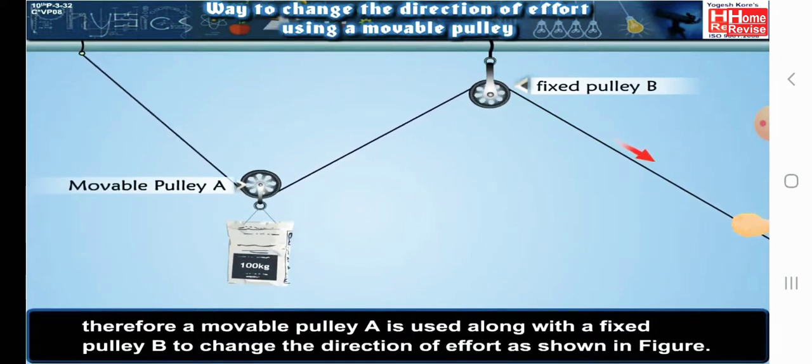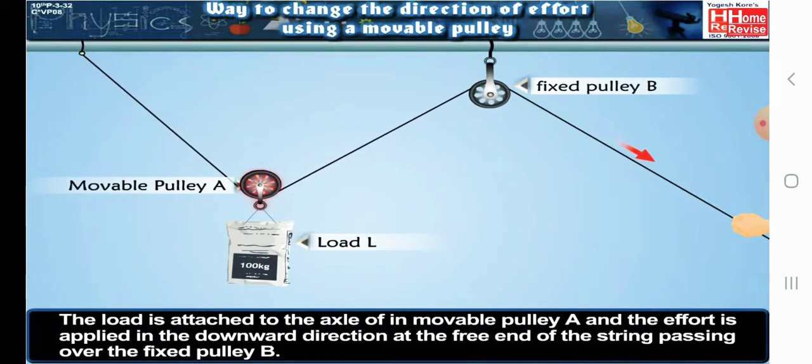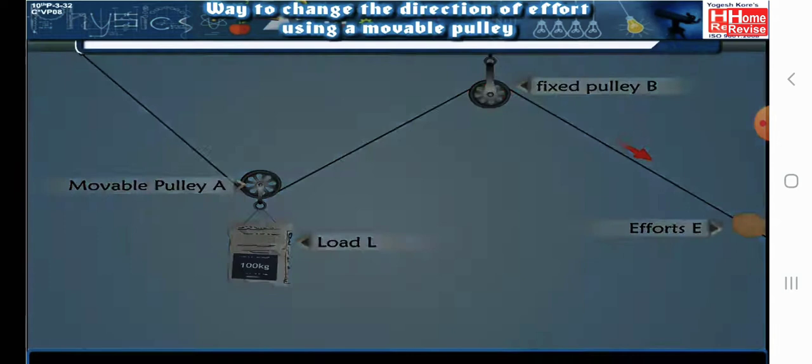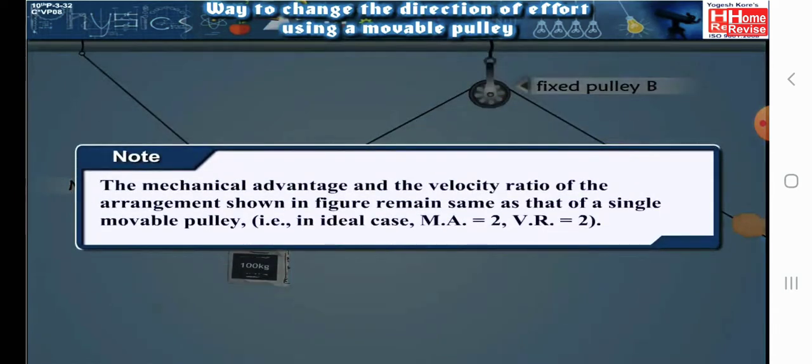shown in figure. The load is attached to the axle of movable pulley A and the effort is applied in the downward direction at the free end of the string passing over the fixed pulley B. One can also use his own weight as effort, which will be quite convenient. Note: the mechanical advantage and the velocity ratio of the arrangement shown in figure remain same as that of a single movable pulley. That is, in an ideal case, MA = 2, VR = 2.